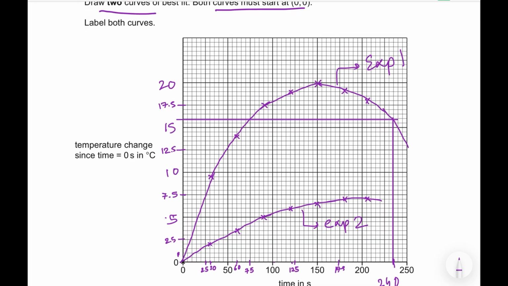Whenever you have more than one experiment, you should always label the curve with whatever name is given to the experiment, whether it is experiment 1 and 2, or experiment A or B or C, like that.